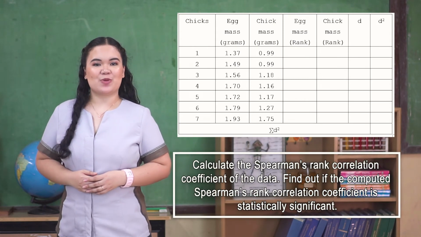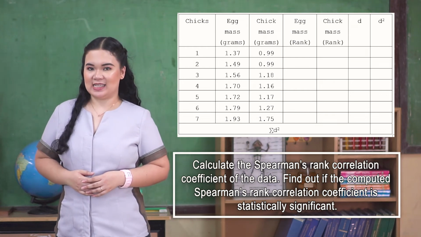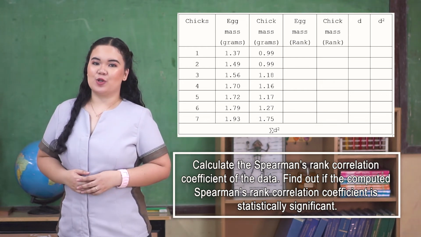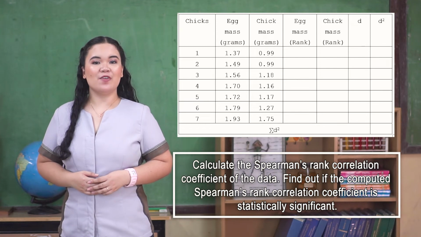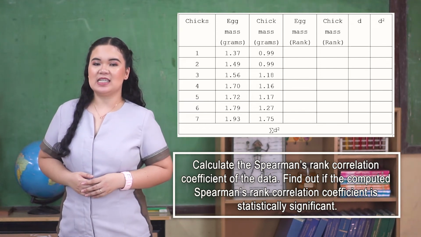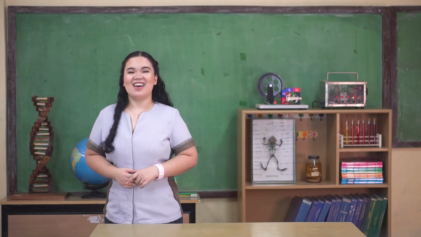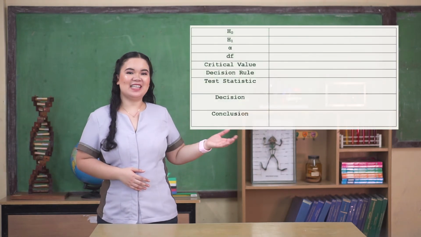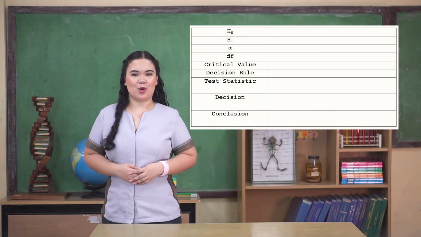Calculate the Spearman's rank correlation coefficient of the data. Find out if the computed Spearman's rank correlation coefficient is statistically significant. Also, fill out the table of procedures in hypothesis testing.